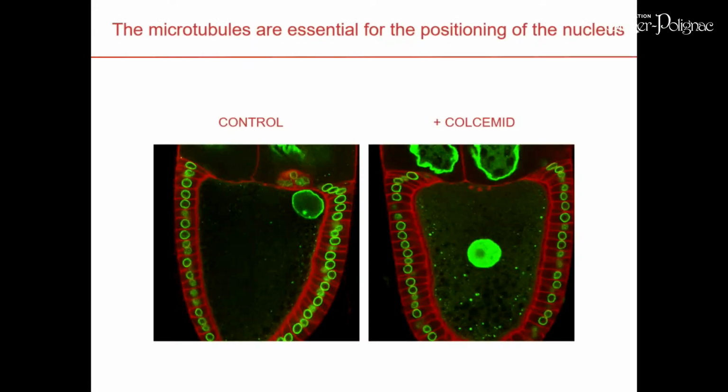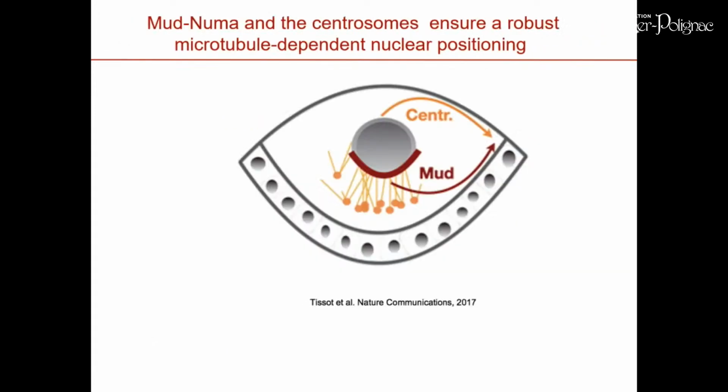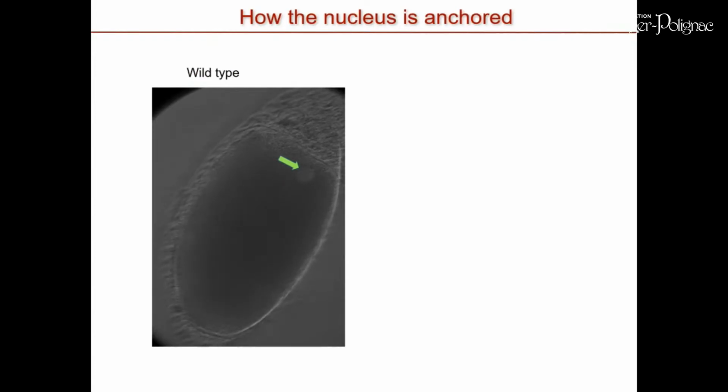The process by which the nucleus is positioned relies only on the microtubules. We have recently found that at least two different cues associated with the microtubules control the migration of the nucleus. One cue corresponds to the centrosomes, and the other cue corresponds to the microtubule associated protein Mud. Together, they control the migration. But more recently, we have been investigating the process by which the nucleus can be anchored.